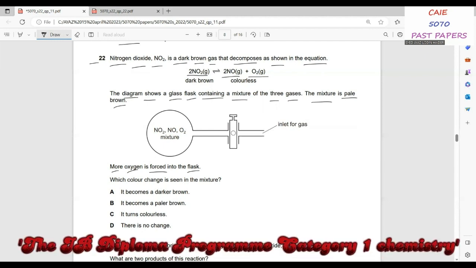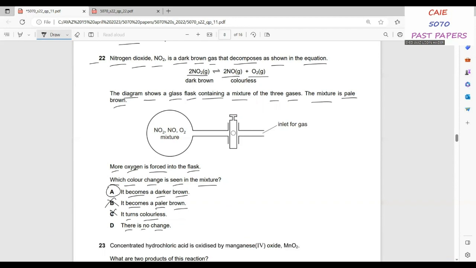A, it becomes a darker brown. This looks like the correct statement to me. B, it becomes a paler brown. No, because we have more NO2, so it will turn darker brown. C, it turns colorless. This is again wrong. D, there is no change. This is also wrong.